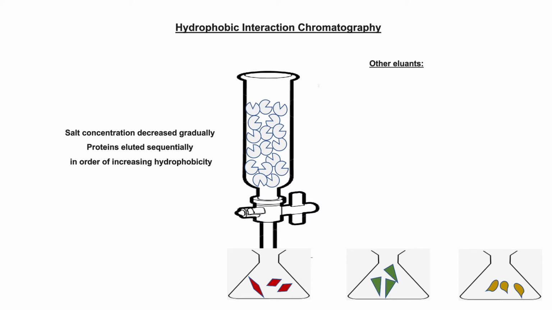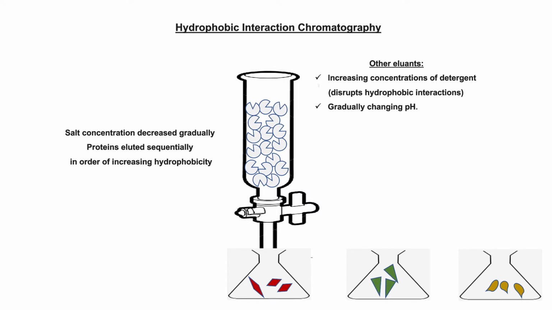Apart from salt concentration, we can also use some other eluent, like increasing the concentration of the detergent, because detergent will break the hydrophobic interactions. Detergent will disrupt the hydrophobic interaction, very weak forces. So initially with a small concentration of detergent, the least hydrophobic will be removed. Then with more detergent, the more hydrophobic will be removed. Then increasing the detergent concentration further, the most hydrophobic protein will be removed from the binding site and eluted.